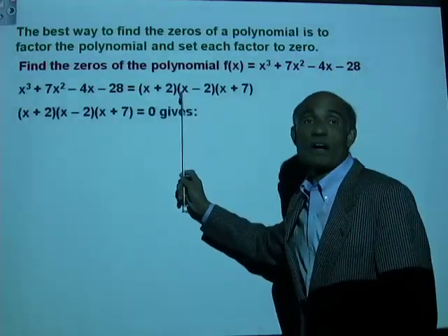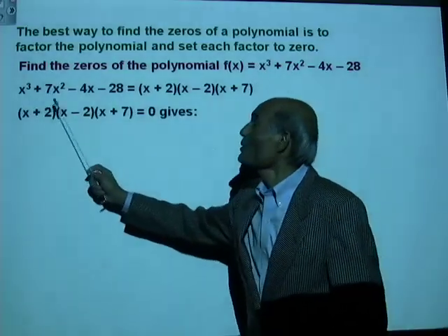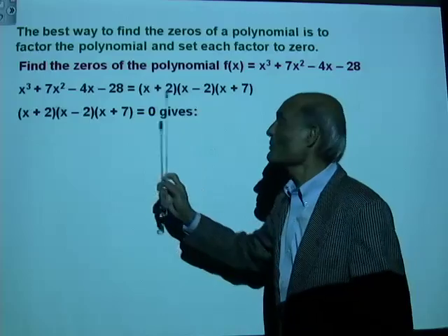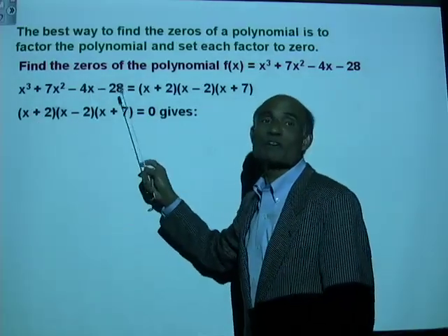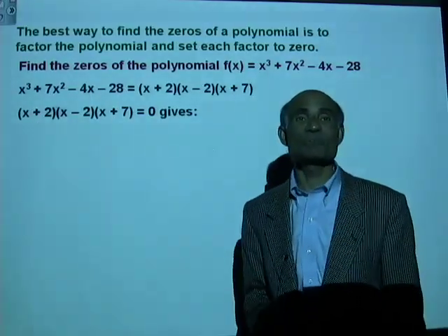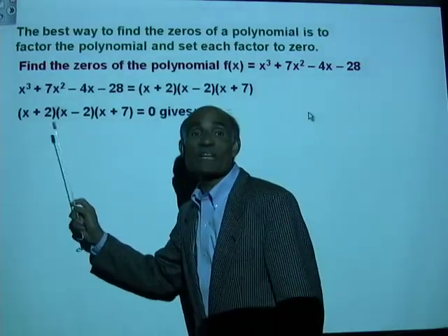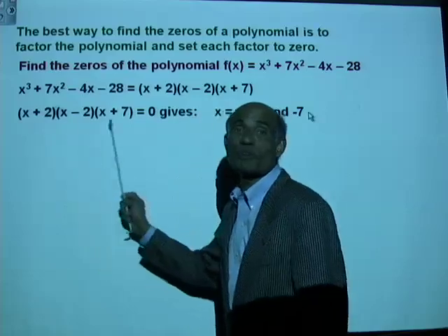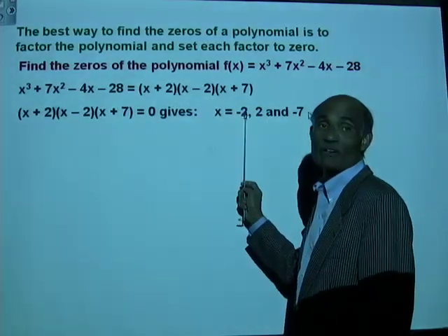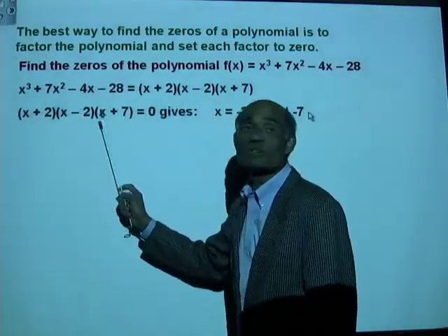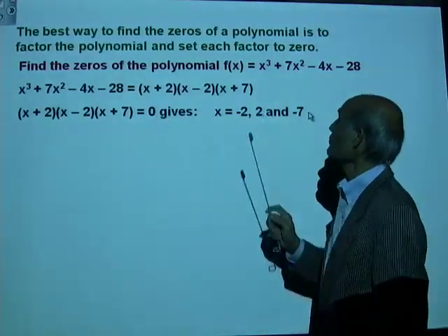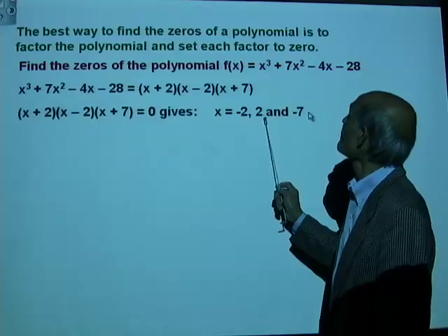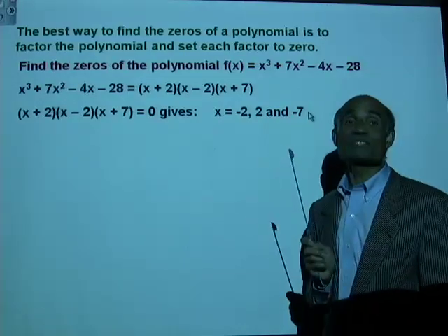Now, in order to find the zeros of this polynomial, we set the polynomial to 0. In other words, x plus 2 times x minus 2 times x plus 7 equal to 0. And now, we set each factor to 0. When you put x plus 2 equal to 0, it will give you x equal to negative 2. x minus 2 equal to 0 will give you x equal to 2. And x plus 7 equal to 0 will give you x equal to negative 7.